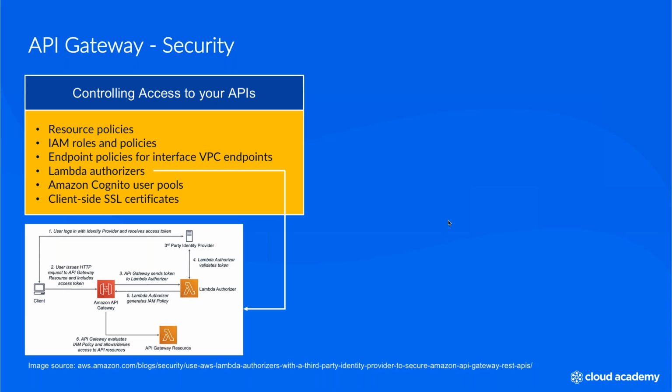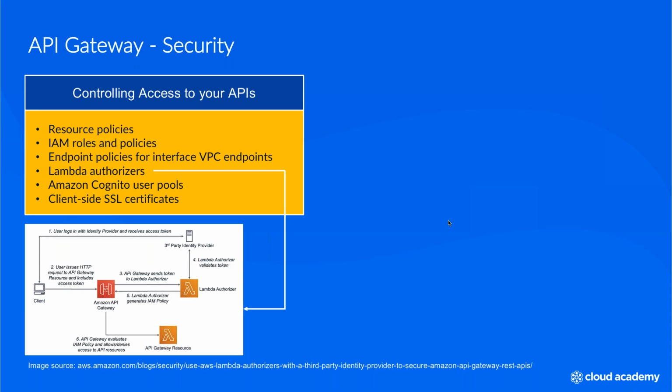Endpoint policies for interface VPC endpoints. Again, using resource policies, you can enhance security of your private APIs by attaching policies to the interface VPC endpoints, known as VPC endpoint policies. Lambda Authorizers. Now, this is an API Gateway feature that enables you to use a Lambda function to control access to your API using a bearer token authentication strategy, such as SAML, which is a token authorizer, or that uses request parameters to determine the caller's identity, known as a request authorizer.